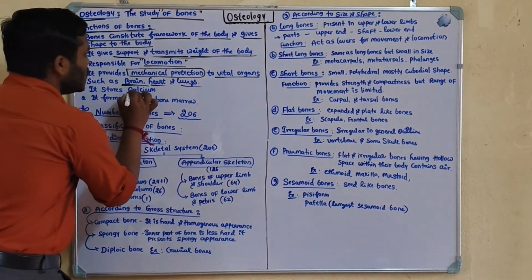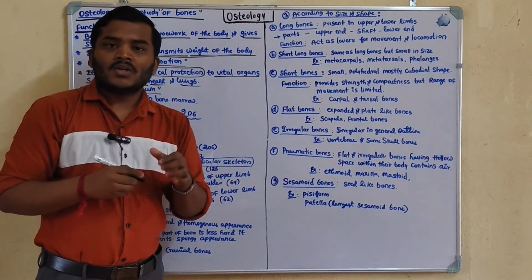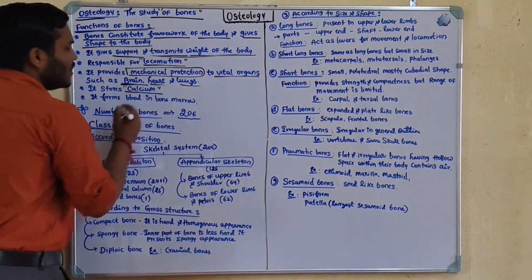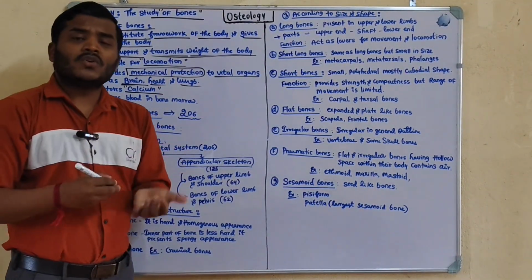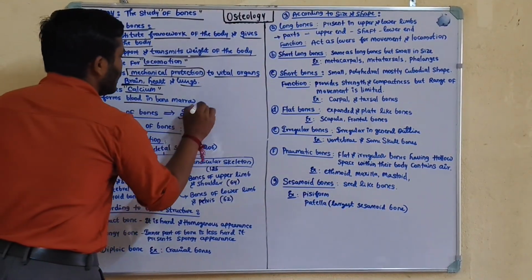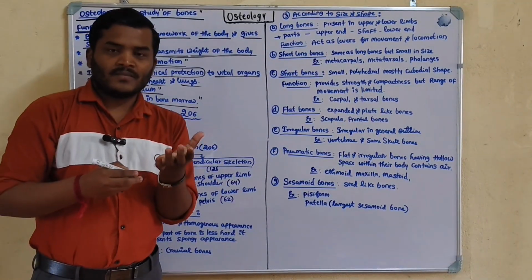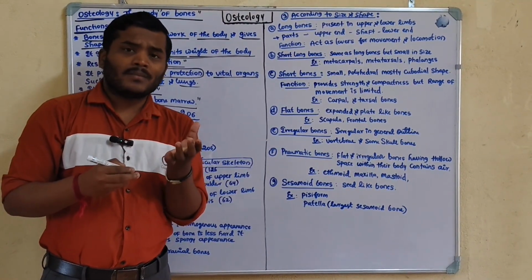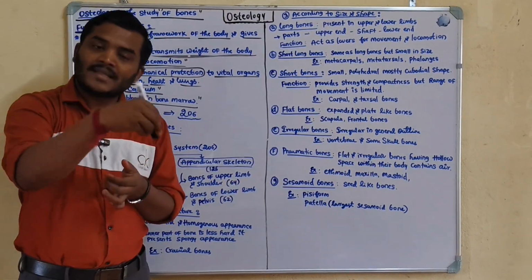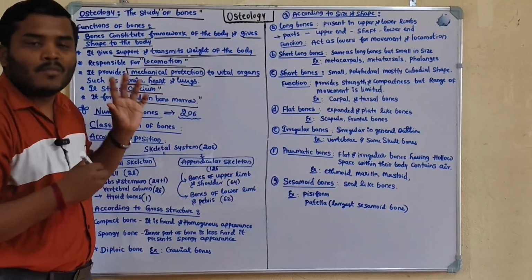And also, bones are the storage house of calcium. Bones store the calcium. It forms blood in the bone marrow, mainly in adults. Blood production is from bone marrow, which is present in the bone itself. These are the functions of the bones.